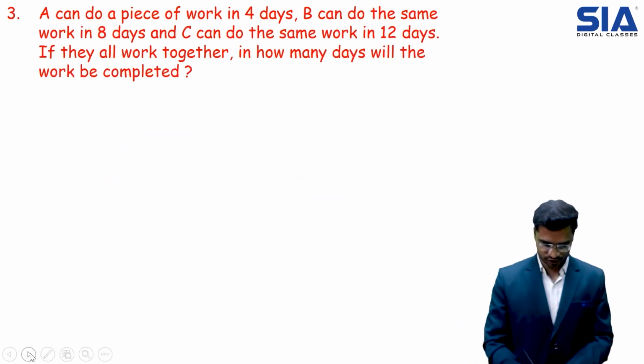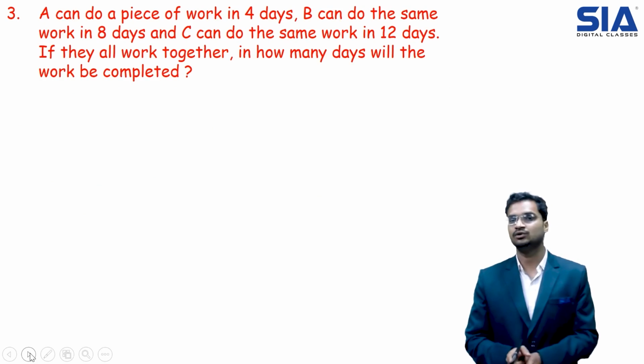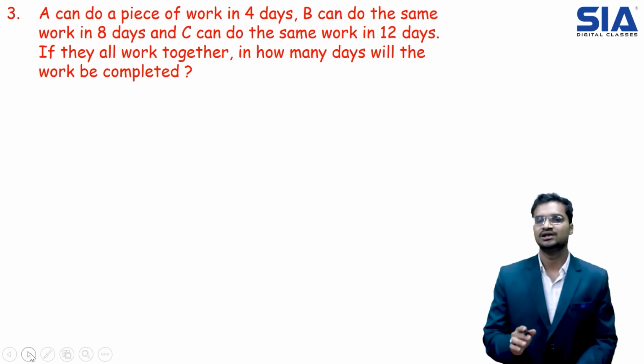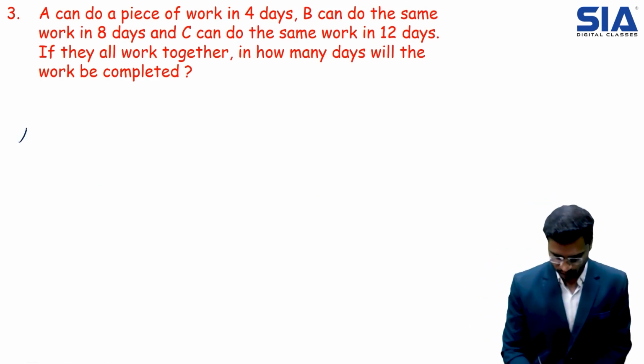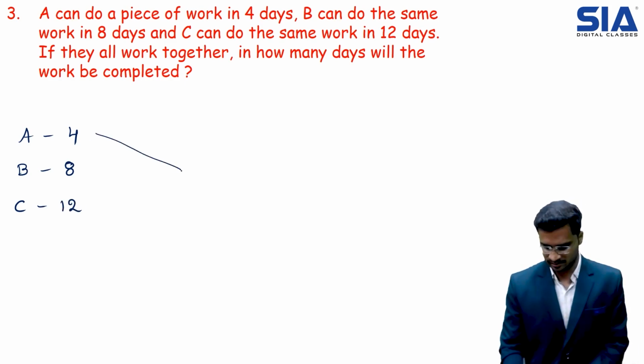Now coming to the next question, which says A can do a piece of work in 4 days, B can do the same work in 8 days, and C can do the same work in 12 days. Now here C has also joined them. A takes 4 days, B takes 8 days, and C takes 12 days. Let us take the LCM as 24 itself.